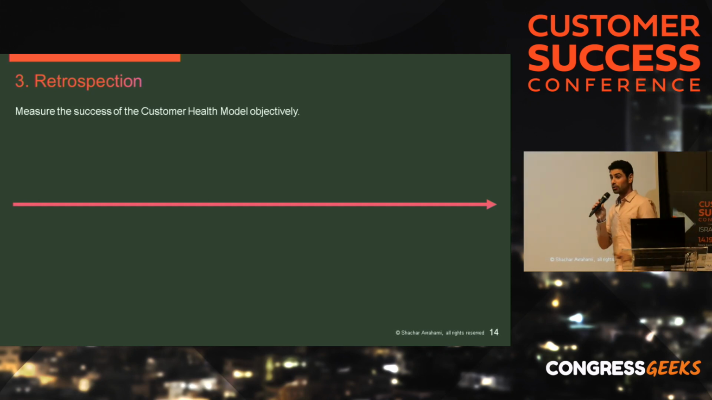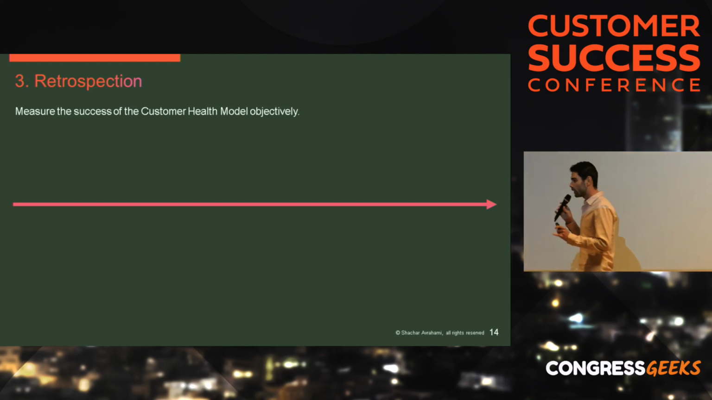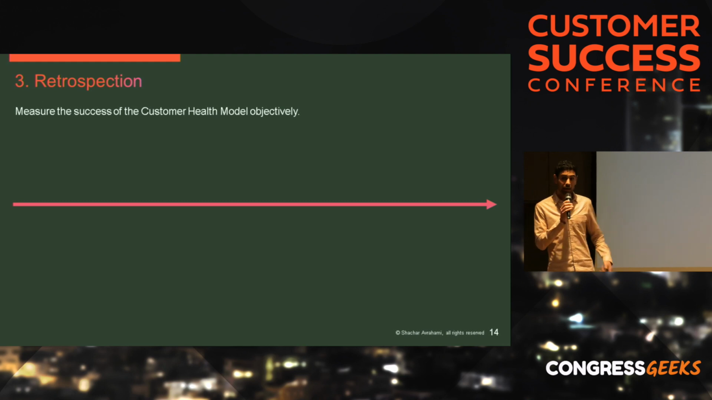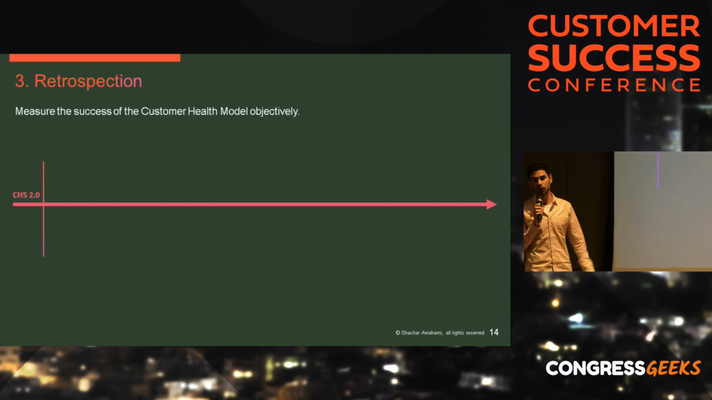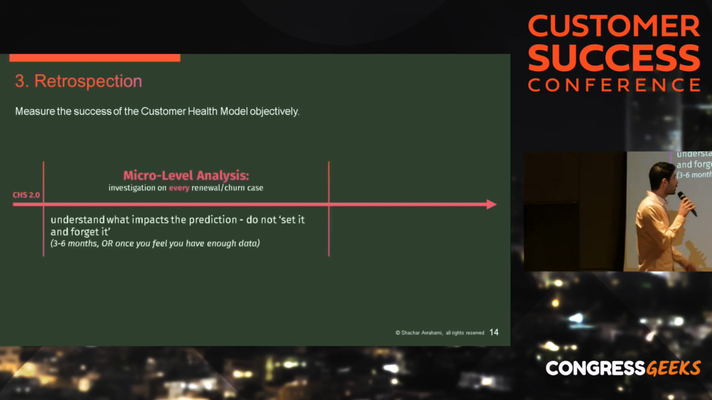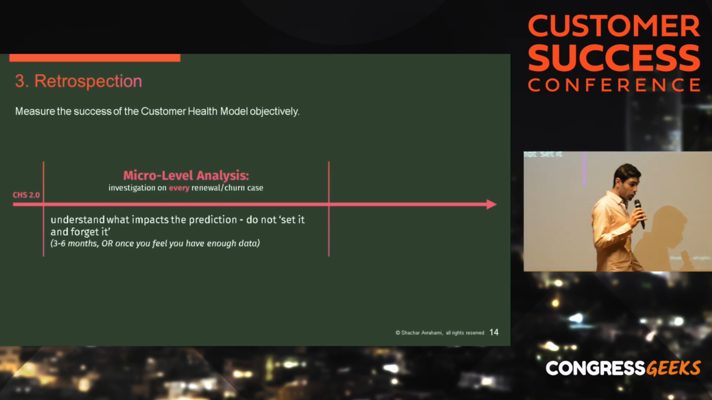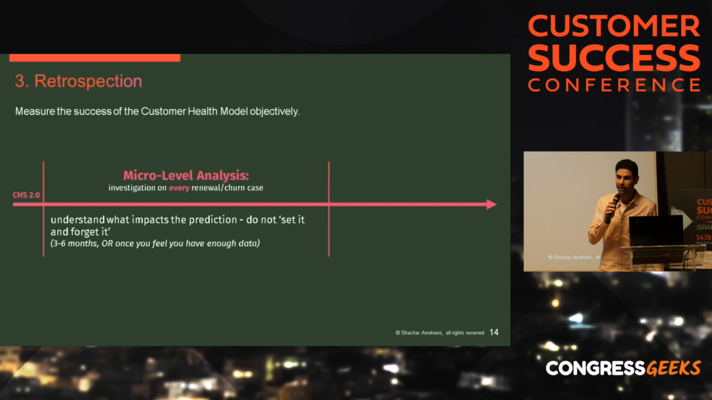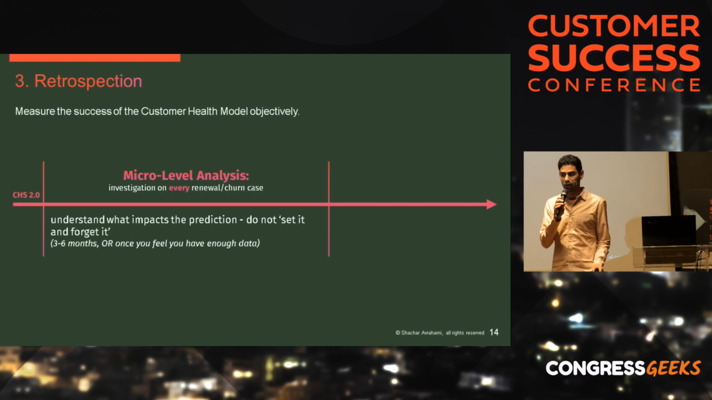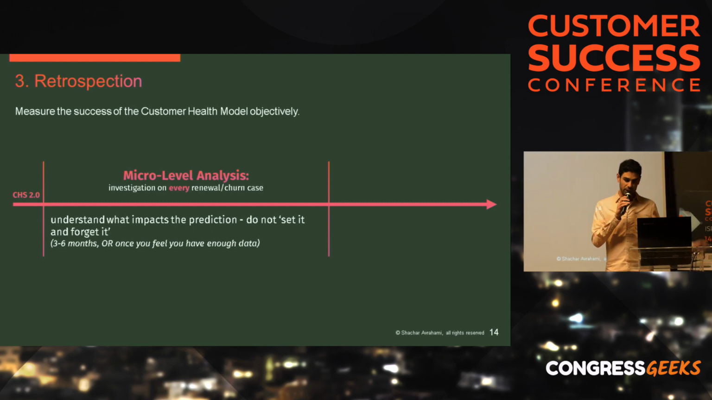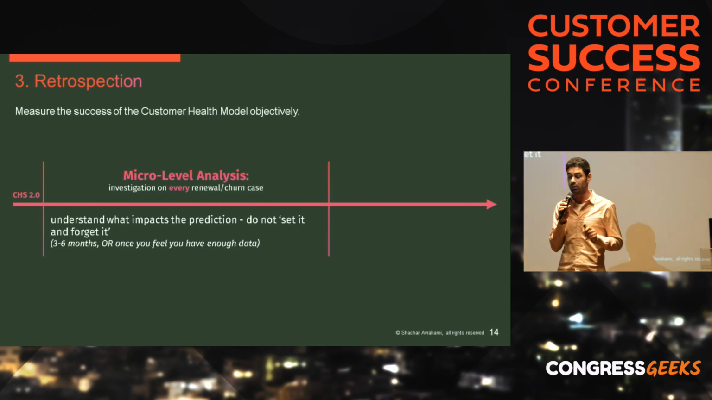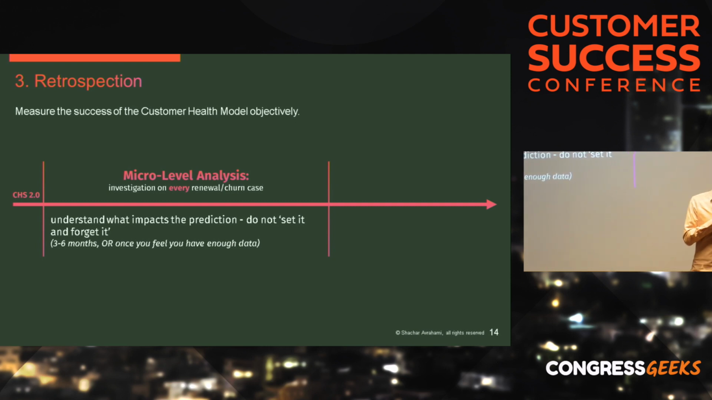This for me is the most important part of this entire presentation, because this is the way for us to measure if our health score is successful or not. And what we did here, and I suggest you to do something similar, is after you release a version of a customer health score, you do something that we call micro-level analysis. It's work, but it's an investigation on every renewal and every churn case that you had. And what you try to understand in this micro-level analysis is what impacted the prediction? Is it successful? Was it not? What were the criteria? And it's most important to understand that setting up a customer health score is not something that you set and forget. You need to constantly monitor and improve it.